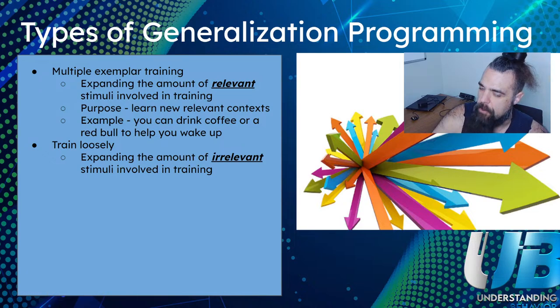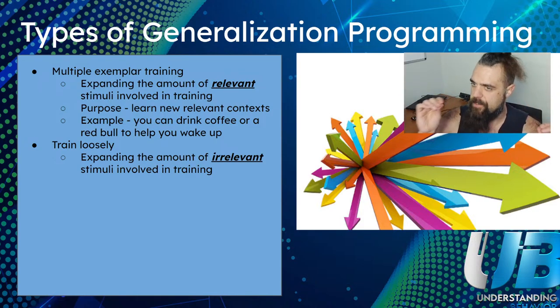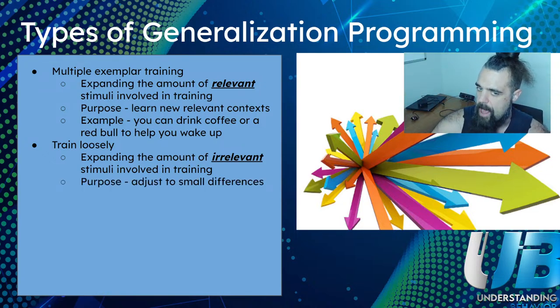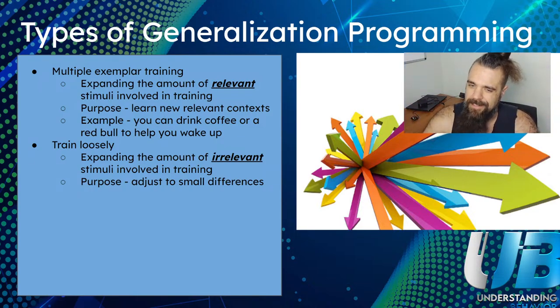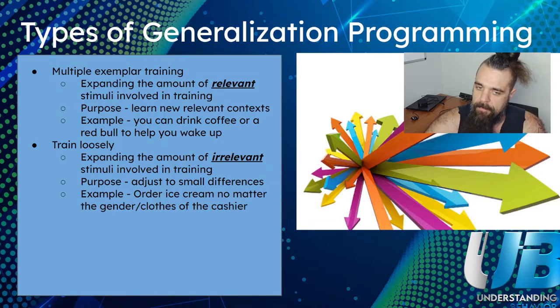So training loosely. This is when we're expanding the amount of irrelevant stimuli involved in training. Multiple exemplar training is really learning the relevant different features or different ways of how to do something. Training loosely is just varying up some of those irrelevant contextual stimuli. This is used to get your learner to adjust to small differences, especially with autistic individuals. Sometimes they are really keen on those small differences and they can be disruptive. So this is really used when that is the issue.